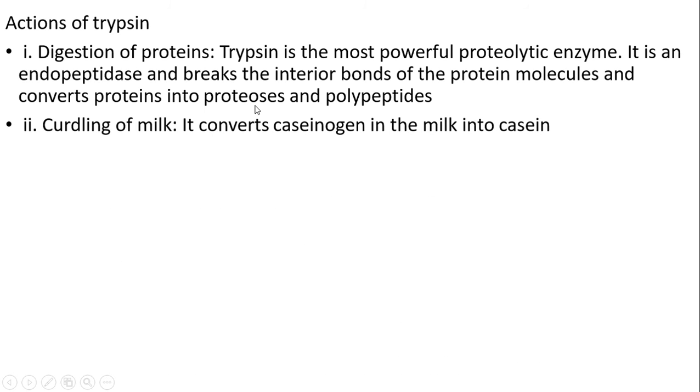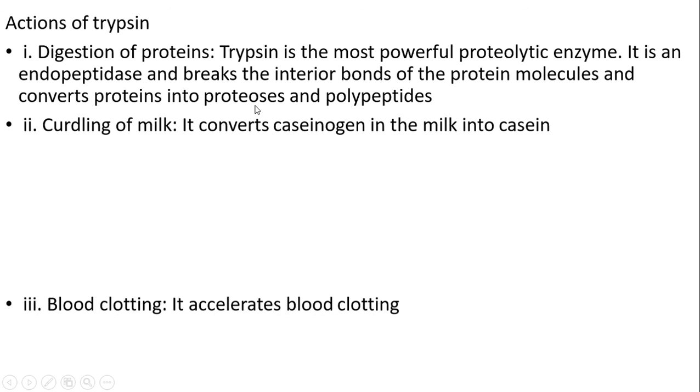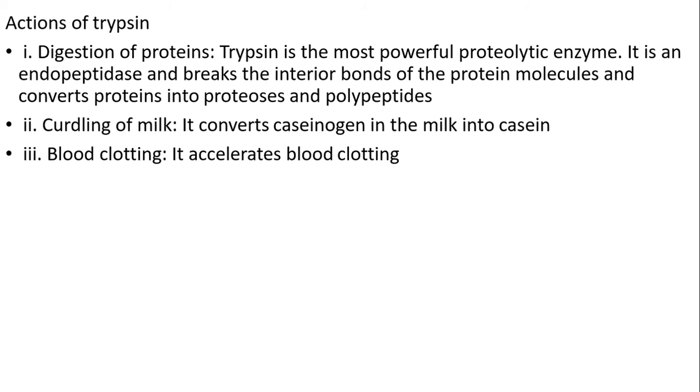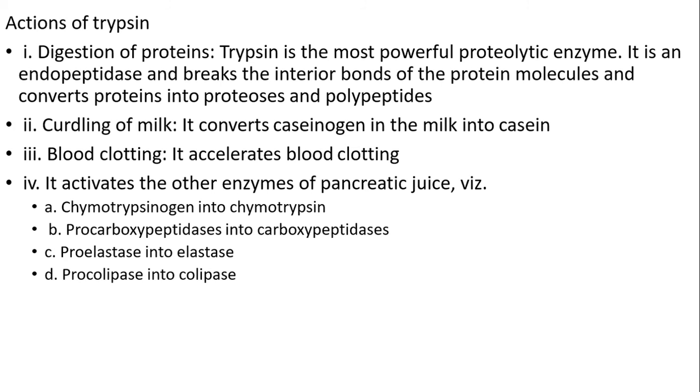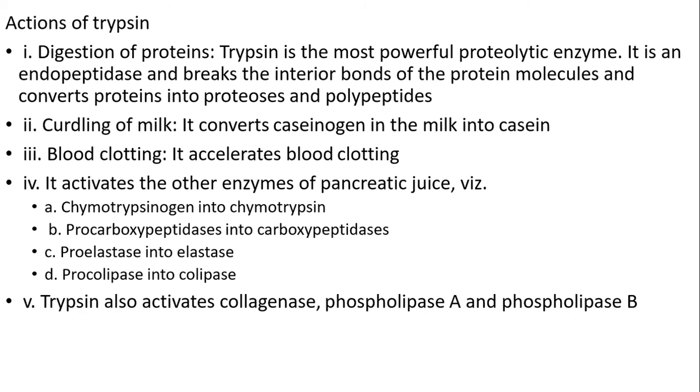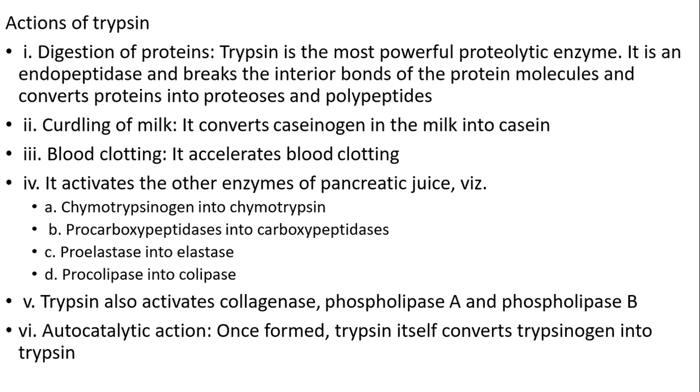Curdling of milk: it converts caseinogen in the milk to casein. Blood clotting: it accelerates blood clotting. It activates the other enzymes like chymotrypsinogen to chymotrypsin, procarboxypeptidase to carboxypeptidase, proelastase to elastase, and procolipase to colipase. Trypsin also activates collagenase, phospholipase A, and phospholipase B. Autocatalytic action: once formed, trypsin itself converts trypsinogen into trypsin.